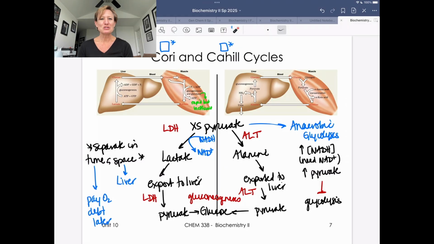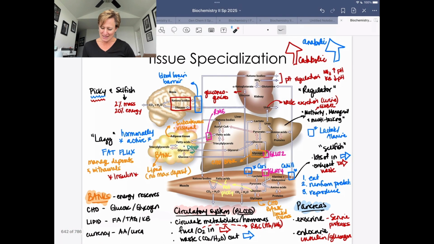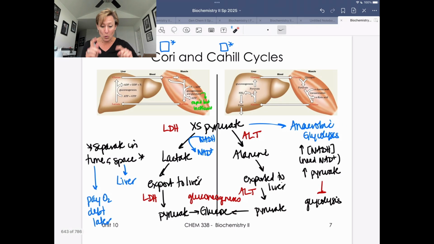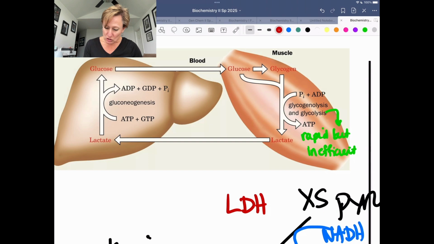So, a nice little short video there, expanding on the chemistry that happens between the Cori and the Cahill cycles. One last thing to map on. Oh, we should know this. We're going to just zoom in here and highlight. You should be able to label the transporters that we have here.